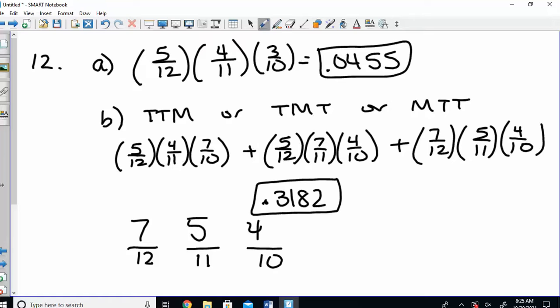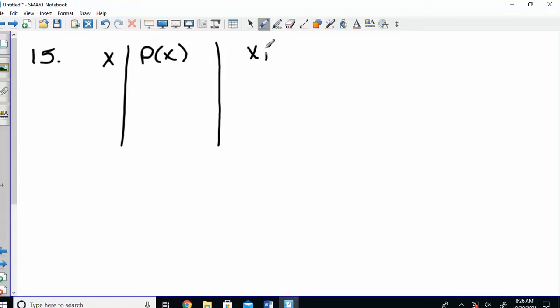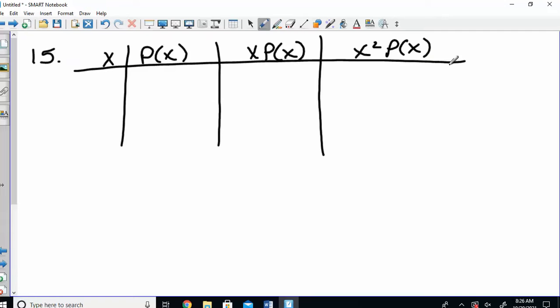Any other questions, sir? Alright. We didn't do problem 13, so nobody asked about 14. 15. Okay. So part A, we want the probability model. And I said to include the xp of x and the x squared p of x columns.